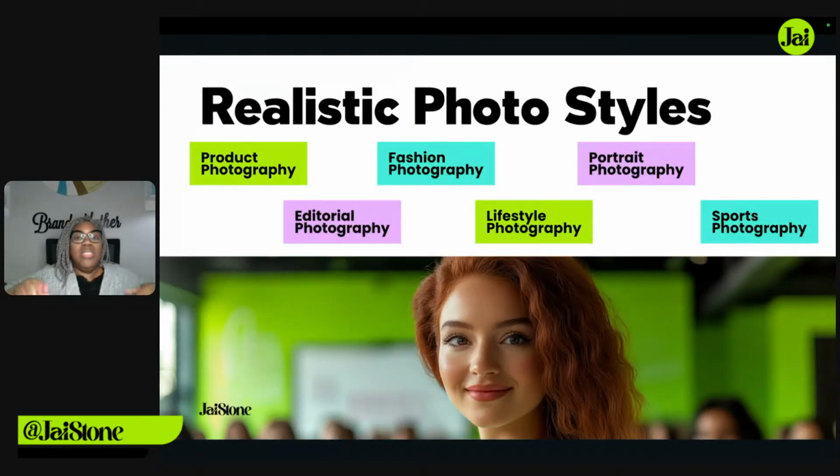So realistic photo styles, okay? There's about 6 popular styles, and I'm going to dig into each one of these. So the first one will be product photography, and you can just take a picture of the screen. Editorial photography, fashion photography. That's going to be a big deal when you want them to focus on what someone is wearing, right? When that's the focus of the image. Lifestyle photography, and I'm going to explain all of these in detail. Portrait photography is what you're looking for when you do things like headshots, and then sports photography. So let's look at each one of these, okay?